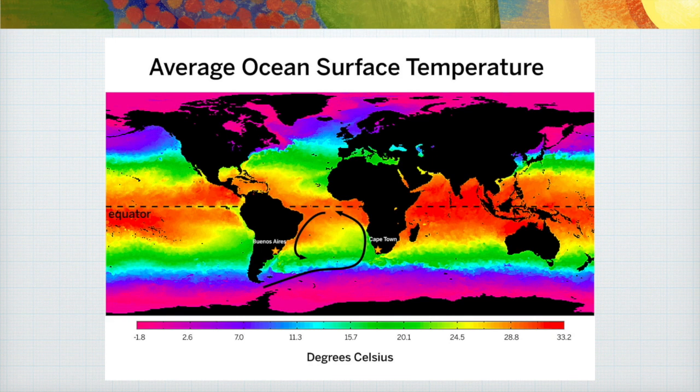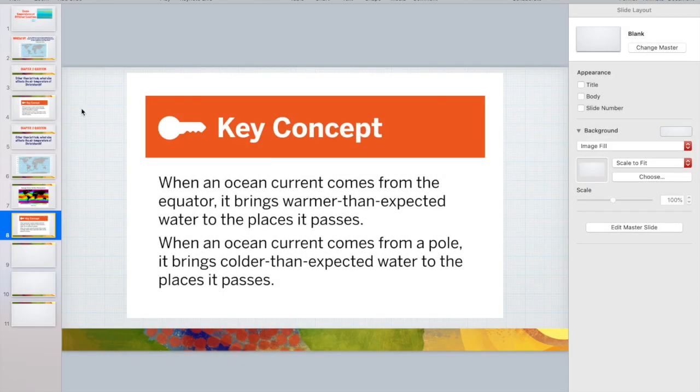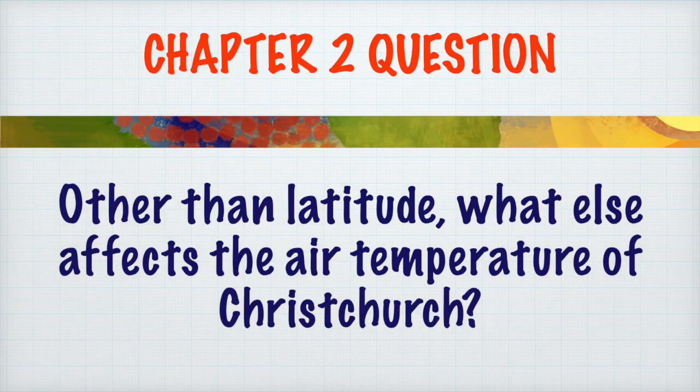Whereas in Buenos Aires, there's warmer ocean surface, which would leave more heat to go into the air. When an ocean current comes from the equator, it brings warmer water, and when it comes from the pole, it brings colder water, and it passes it through, and it goes into the air. So if we're going to go into the chapter 2 question, other than latitude, what else can affect the air temperature of Christchurch? We have to start thinking about the ocean currents.